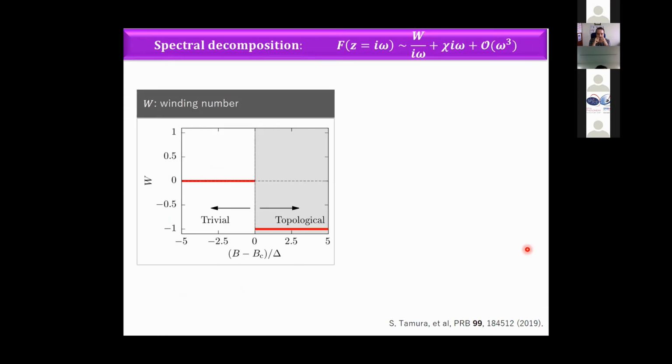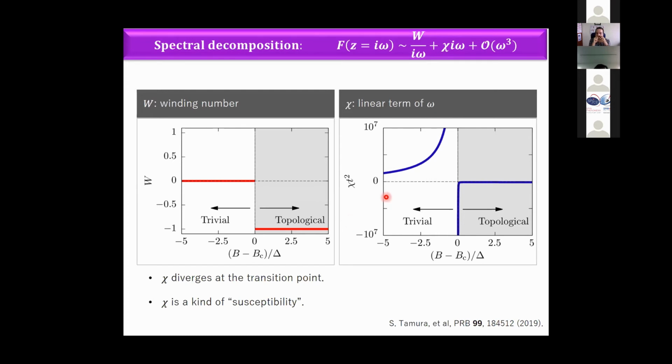So let's go to the winding number defined like that. In the trivial phase, the winding number defined like that is 0, and in the topological phase it is, of course, an integer. At the same time, we look at chi, which is the coefficient of the linear term in omega, and how chi behaves. As seen from here, chi first increases as it approaches the topological critical point, and at the topological quantum critical point, this value diverges. Also, approaching from the topological phase, first it is almost 0, and then it is also diverging. So the critical region is very, very narrow in the topological phase. So chi can be regarded as a kind of susceptibility. This is an interesting nature.